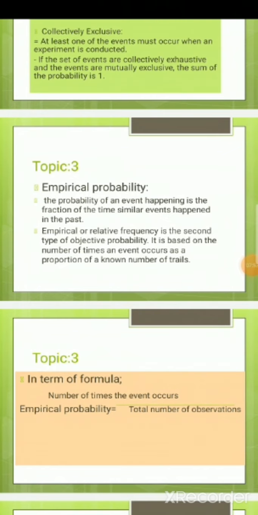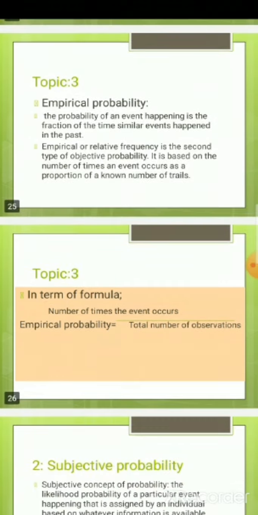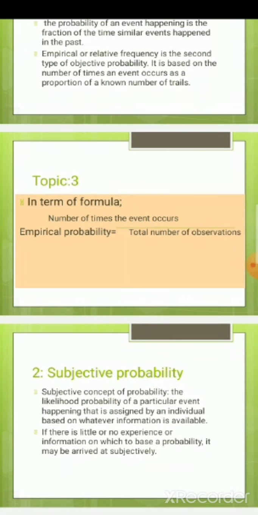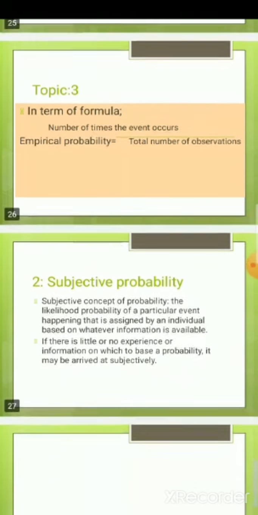Empirical or relative frequency is the second type of objective probability. It is based on the number of times an event occurs as a proportion of a known number of trials. In terms of formula, empirical probability equals the number of times the event occurs divided by the total number of observations.